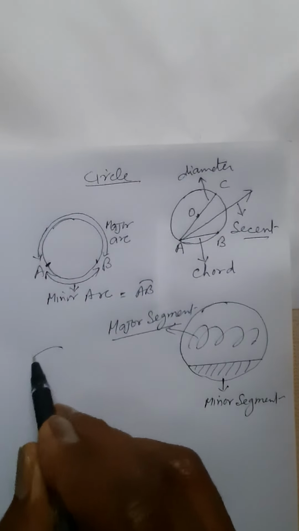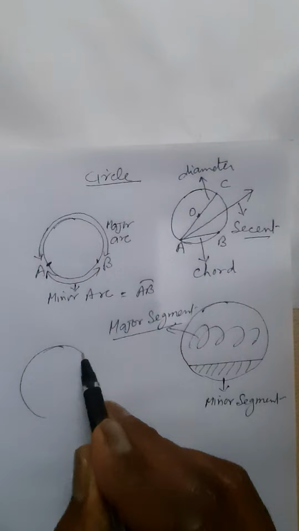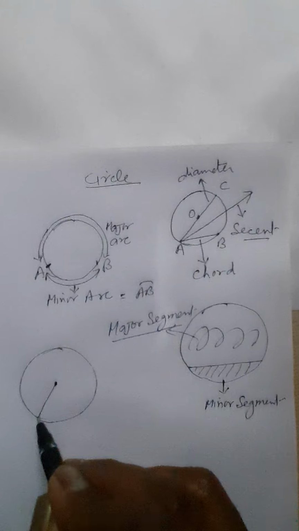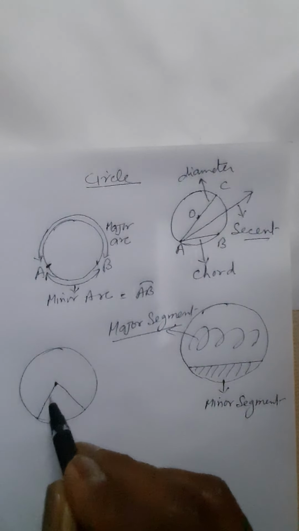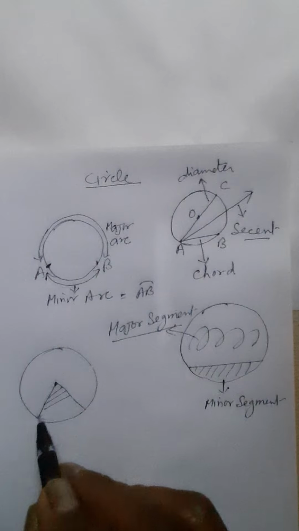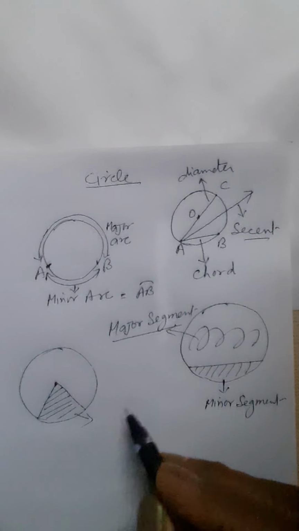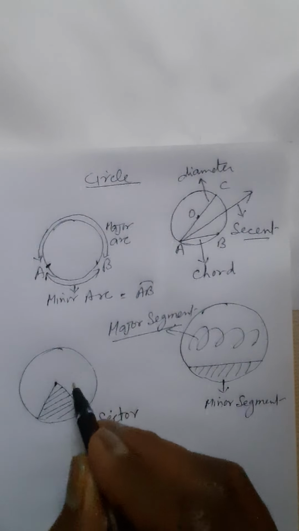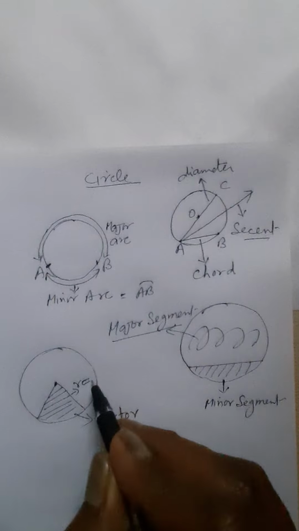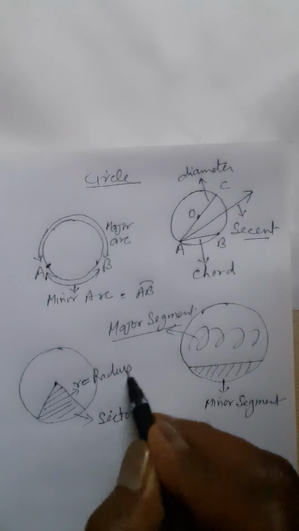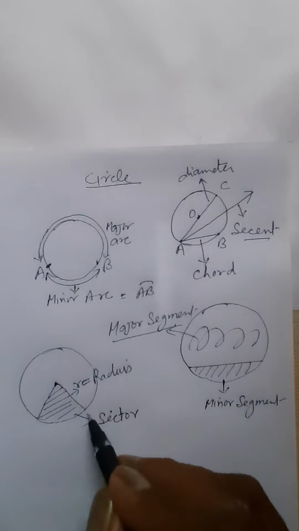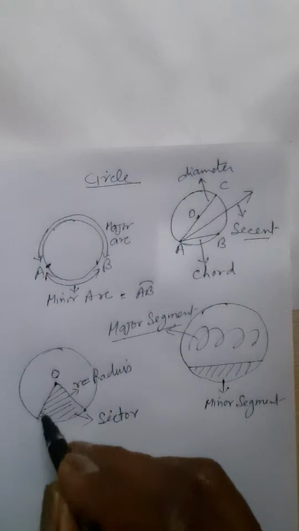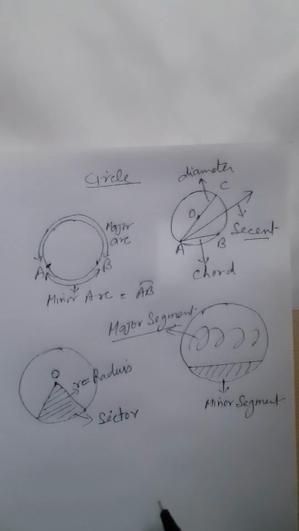Next is, here is the center. This portion is called sector. Here R is equal to radius. This length is radius, center O. This portion is called minor sector.